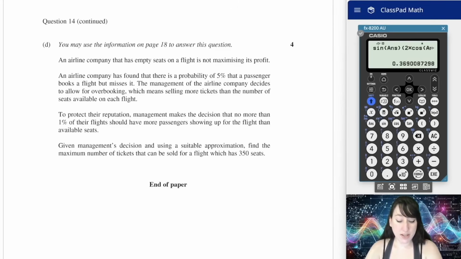To protect their reputation, management makes the decision that no more than 1% of their flights should have more passengers showing up for the flight than available seats. Given management's decision, and using a suitable approximation, find the maximum number of tickets that can be sold for a flight which has 350 seats.